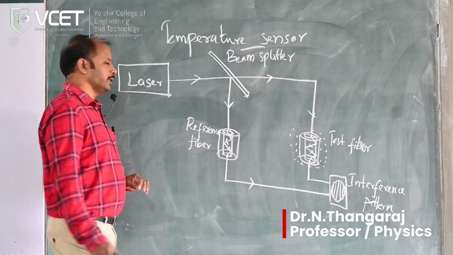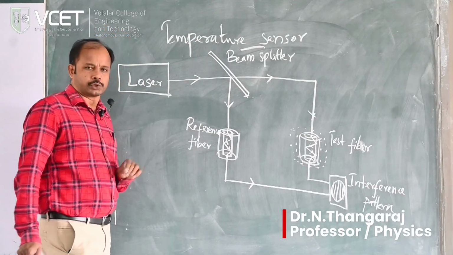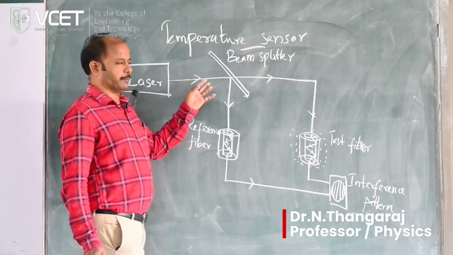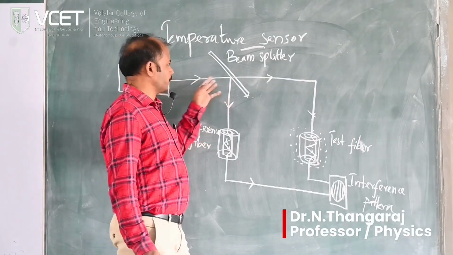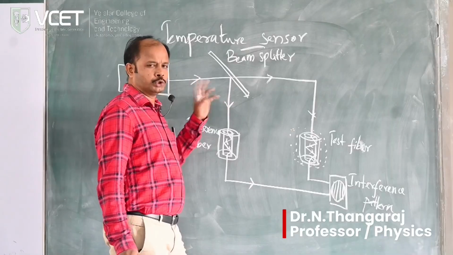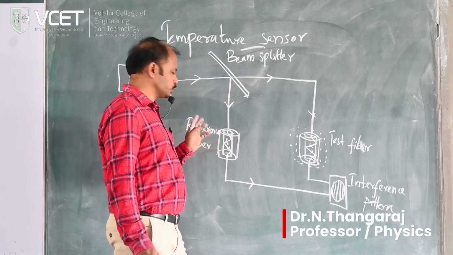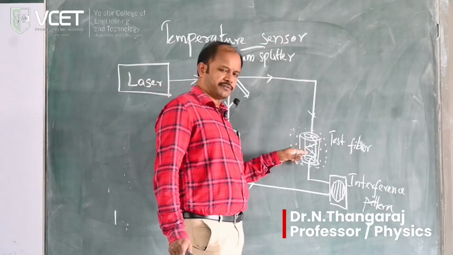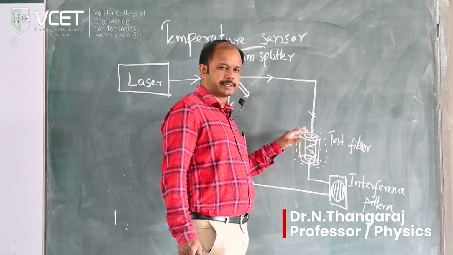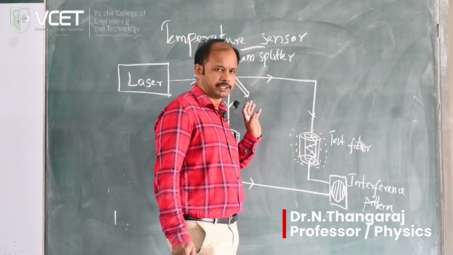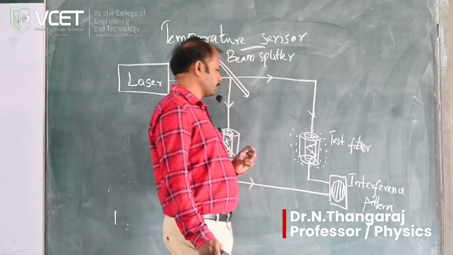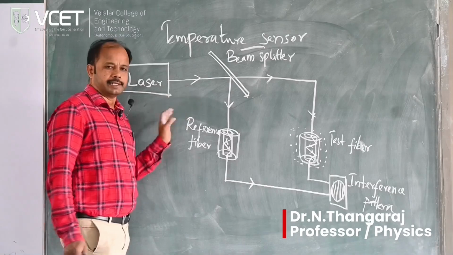Its description: it consists of a monochromatic source. Here, we are taking a helium laser, then the beam splitter. The beam splitter splits the source into two. Here, we are using two fibers. One is the reference fiber, another is the test fiber. That is, the fiber is kept in the measuring environment. Then, the output of the beam is given to the detector. Okay, this is the description.